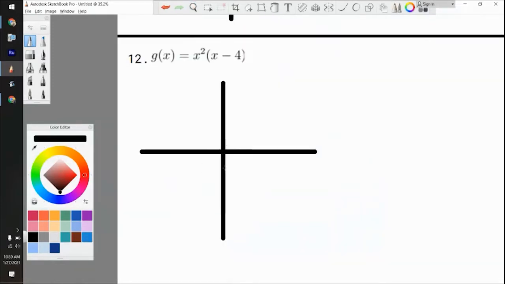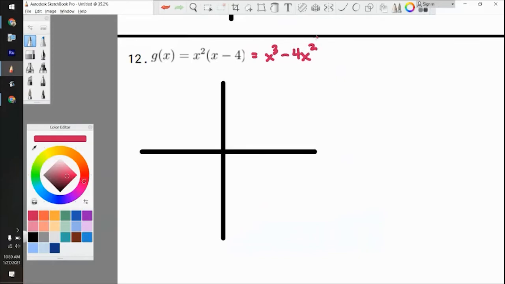All right, number 12, same thing here. It's already factored, which is kind of nice. We don't have to do anything with that. But first thing we should notice is that let's actually distribute this out. Maybe that's a good idea. Distribute this out. You're going to get x to the third minus 4x squared.